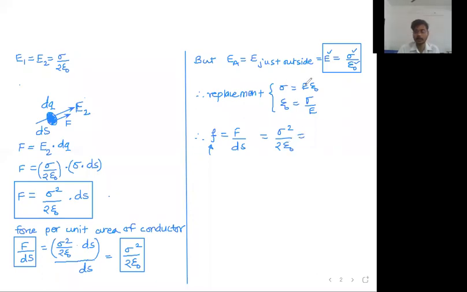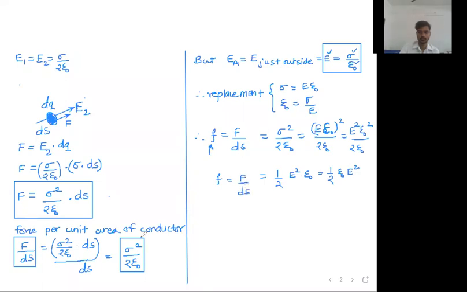Now, if I want to replace sigma by E into epsilon 0, it becomes (E into epsilon 0) whole square divided by 2 epsilon 0. So this becomes E square into epsilon 0 square divided by 2 times epsilon 0. Epsilon 0 square and epsilon 0 cancel, only one epsilon 0 will remain. A small rearrangement will give me 1/2 epsilon 0 E square. This is the value of force per unit area.